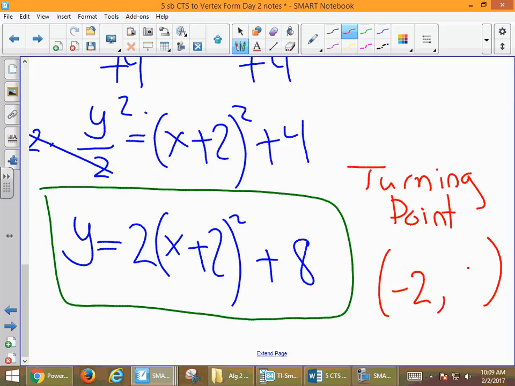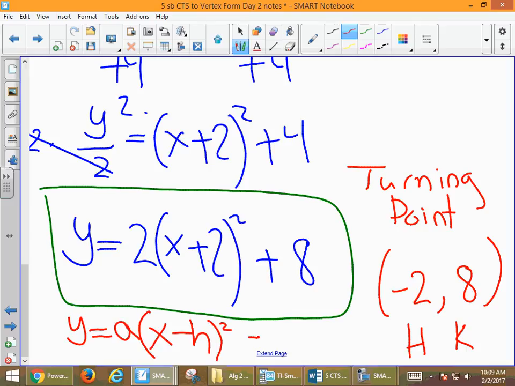-2, 8. And so if we remember, our turning point is (h, k), and the vertex form of our equation is y equals a times (x minus h) squared plus k. And so we look at our h from our equation, and we see we have the negative in front of it, so we need to flip the sign of our h. So we have 2, so we need to take a -2, and then we have k, and it's plus k, so we keep the same sign for k, so we have positive 8.